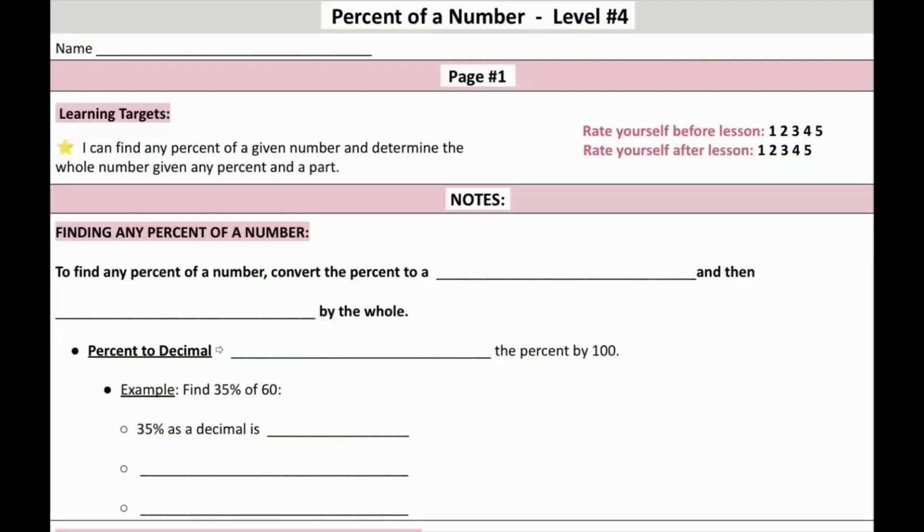Let's get started. Our learning target today is I can find any percent of a given number, and I can determine the whole number given any percent and part. Pause the video and rate yourself on our learning target before the lesson, 1 through 5. 1 is the least confident, 5 is the most confident. At the end of today's lesson, after we've gotten some more practice, we'll rate ourselves again. Let's get started with some notes.